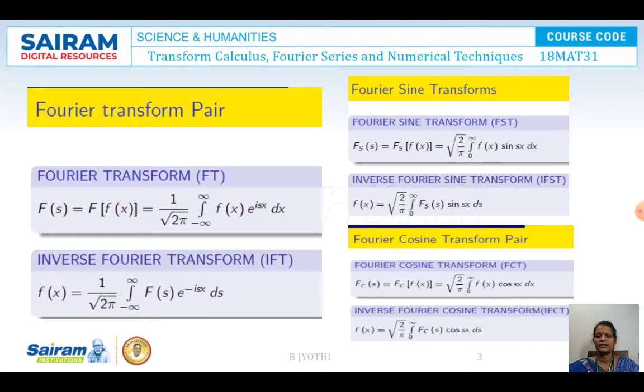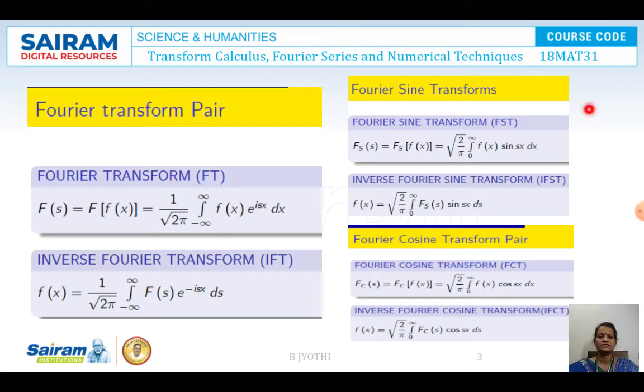Fourier transform pair. The Fourier transform formula is given by F(s) = 1 upon root 2 pi integral from minus infinity to plus infinity f(x) e^(isx) dx, and the inverse Fourier transform is given by the formula 1 upon root 2 pi integral from minus infinity to plus infinity F(s) e^(-isx) ds.